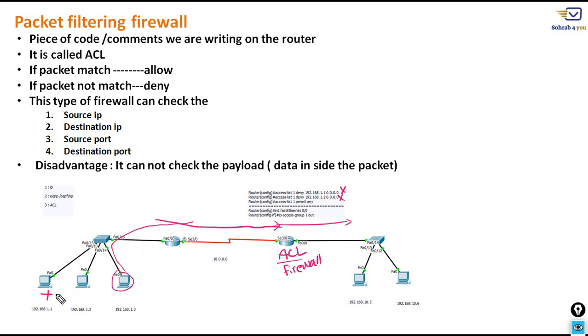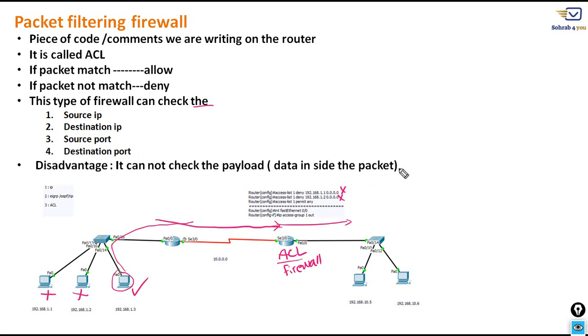So this PC cannot communicate, this PC cannot communicate, because we have written some code that does not allow these PCs. But when the third PC is coming, it is going to permit. This is called a packet filtering firewall. This type of firewall can check the source IP, destination IP, source port number, and destination port number. But one thing, it cannot check the payload.